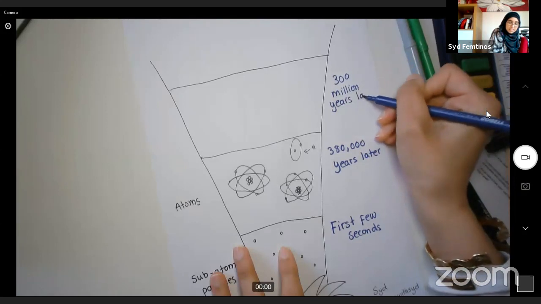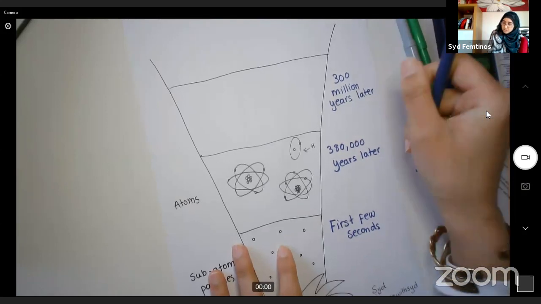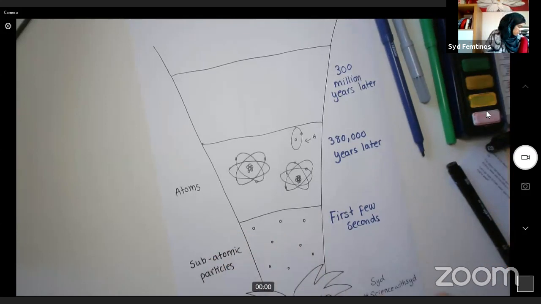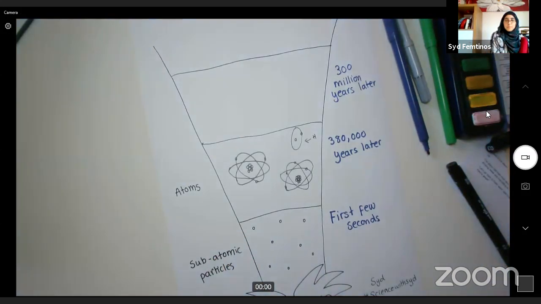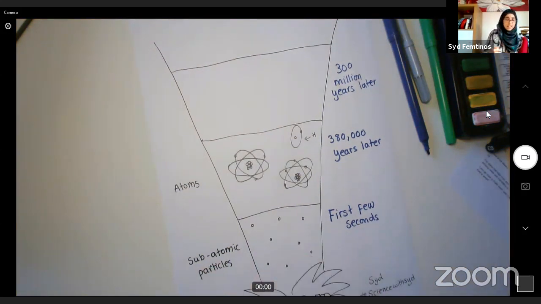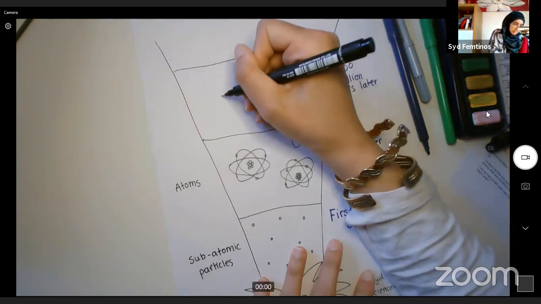300 million years later, we started to have the formation of galaxies. Let me see if I can make that better. Lighting. So we had the formation of galaxies. So I'm going to draw here galaxies.